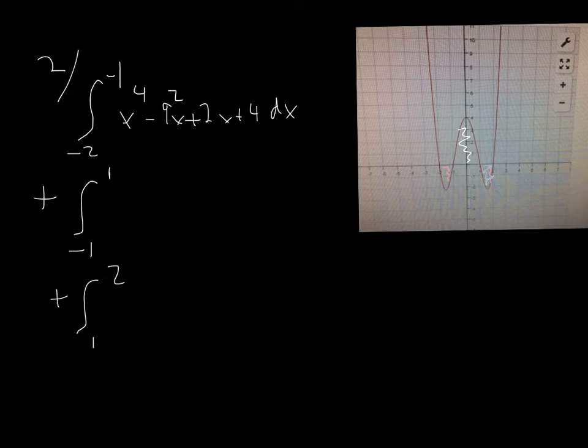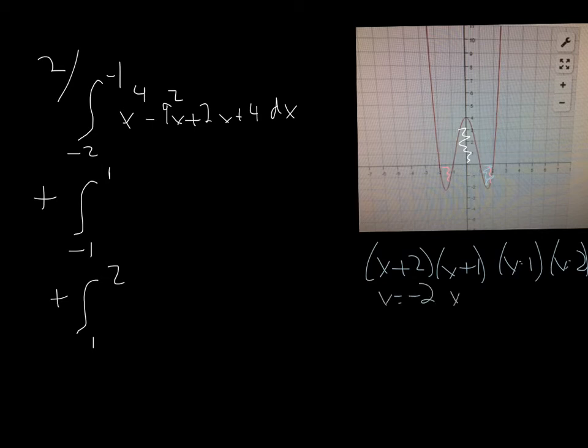So if you want to give that a try and let me know, these roots come from the original equation where they give it to us in factored form. So x plus 2, x plus 1, and so on. And so your roots are x equals -2, x equals -1, x equals 1, x equals 2 there.